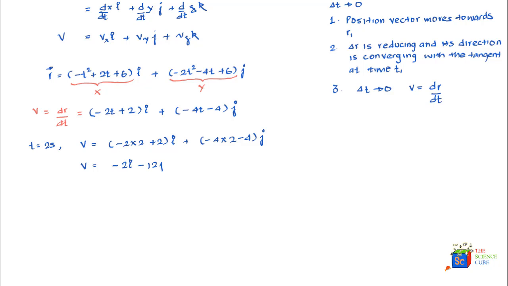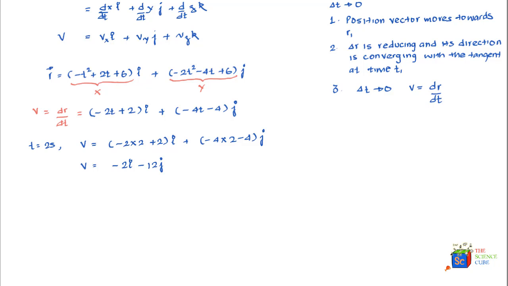And you'll find that velocity equals therefore minus 2i minus 12j. Now this essentially means that the instantaneous velocity of the spider at time t equal to 2 seconds is minus 2 meters per second in x direction and minus 12 meters per second in y direction. So let's see how we interpret this on a graph.